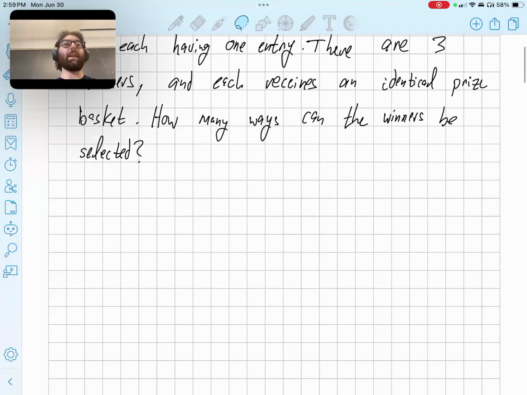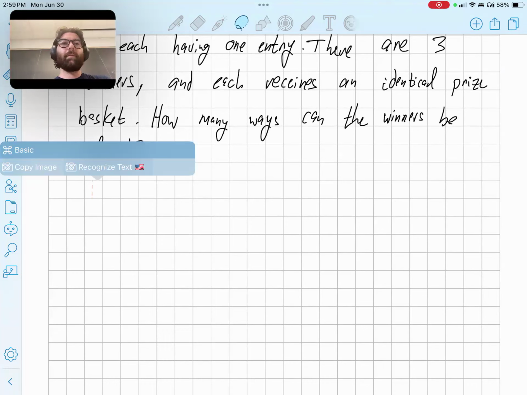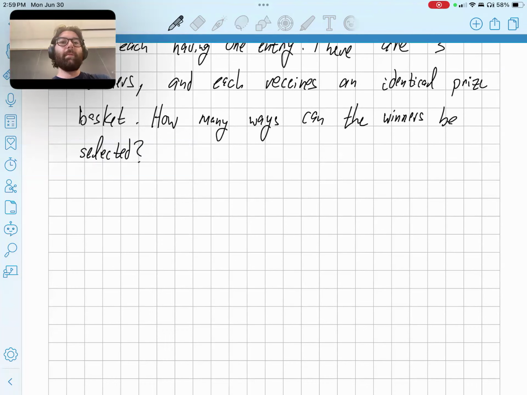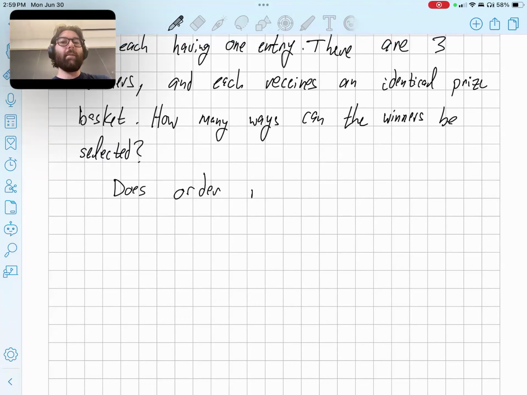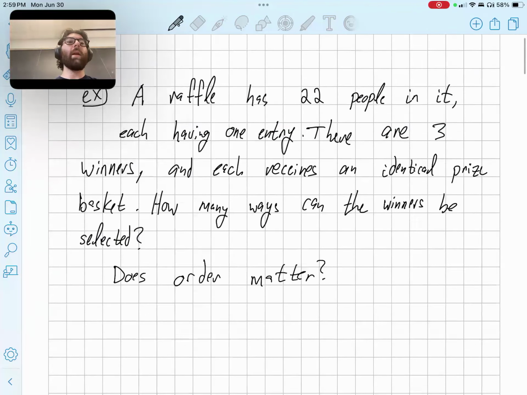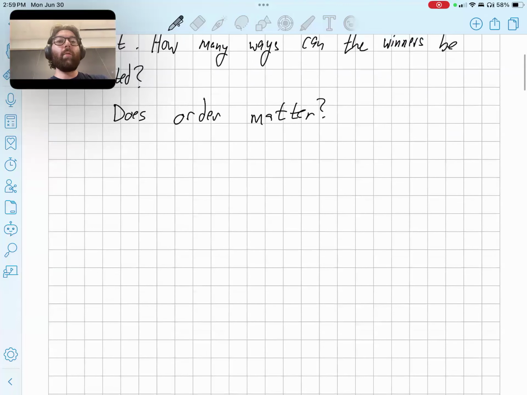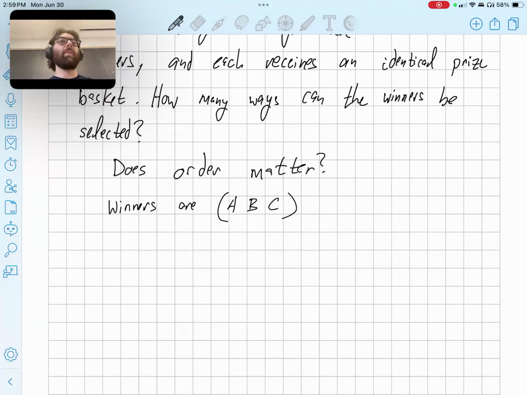How many ways can the winners be selected? And so this was kind of tricky. So the first question, as always, that we ask is, does order matter? Okay, and so to answer this question, we can say, what happens if we swap? So let's say the winners are A, B, and C. So person A, person B, person C.